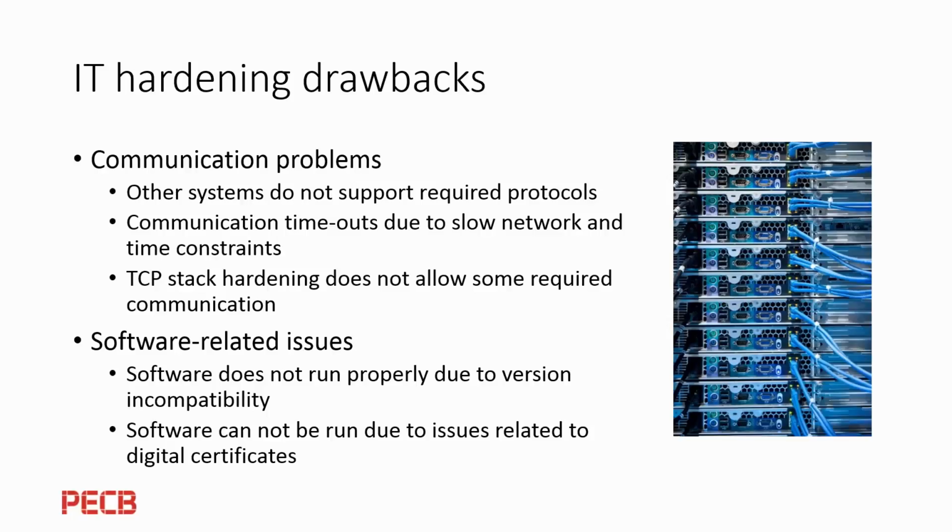Communication problems. This is another group of topics which should be considered when you are defining the hardening plan. For example, we may enforce using only secure protocols, but if we are communicating with our business partners which are not using this version of the protocol, such communication may become impossible.